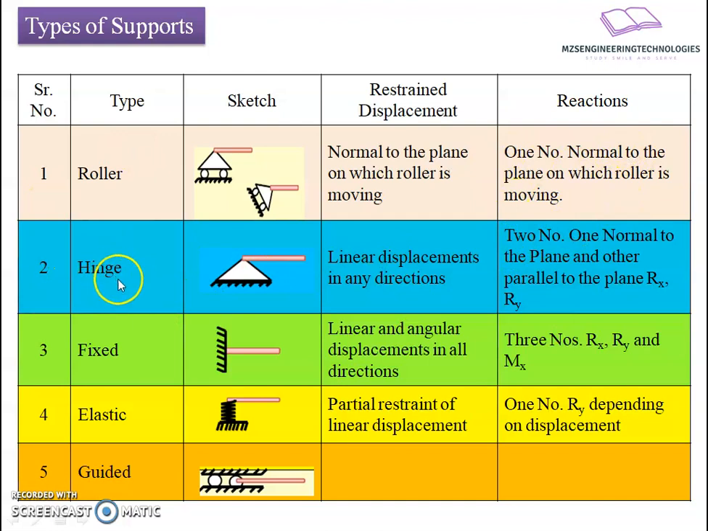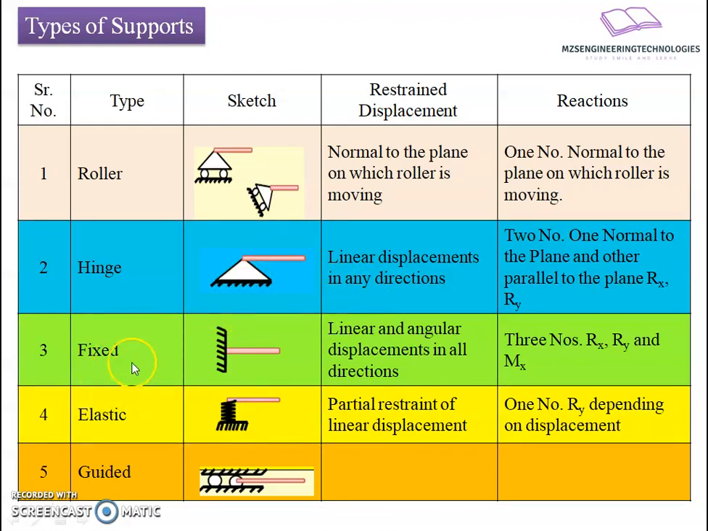In case of hinges, the hinge restrains the linear displacement in any direction. Linear displacement in any direction means, if we are having 2D geometry, we will have two planes here, x plane and y plane. So it will not allow the linear displacement of this body in x and y, thereby it will restrain. In a similar way, it will provide two forces, one normal to the plane and one parallel to the plane, meaning here one vertical and one horizontal if we consider two-dimensional geometry.